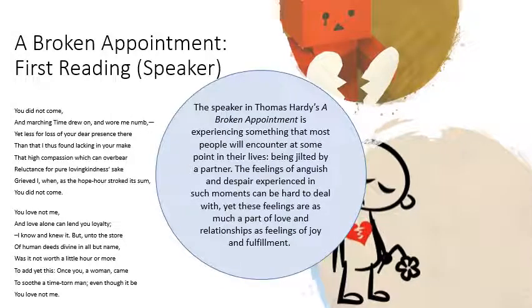Okay, the second reading. I'll read it again. Should start to make a little more sense now. We understand who the person is, how they feel, who they're speaking to. "You did not come, and marching time drew on and wore me numb. Yet lost for loss of your presence there, than that I thus found lacking in your make, that high compassion which can overbear reluctance for pure loving kindness' sake.